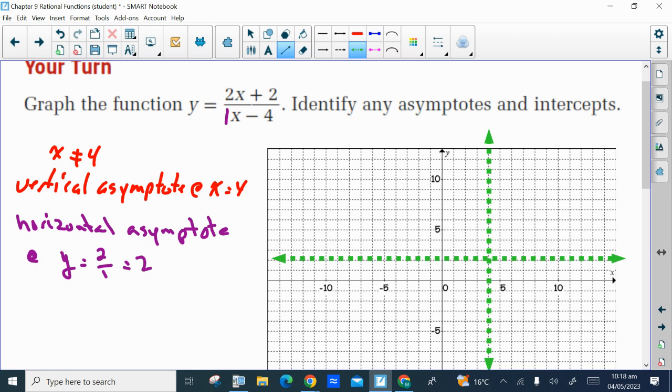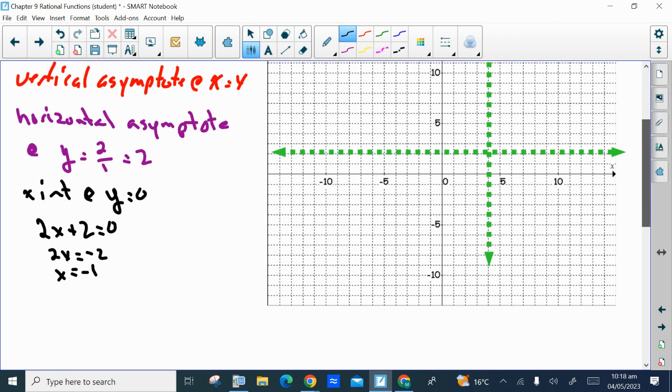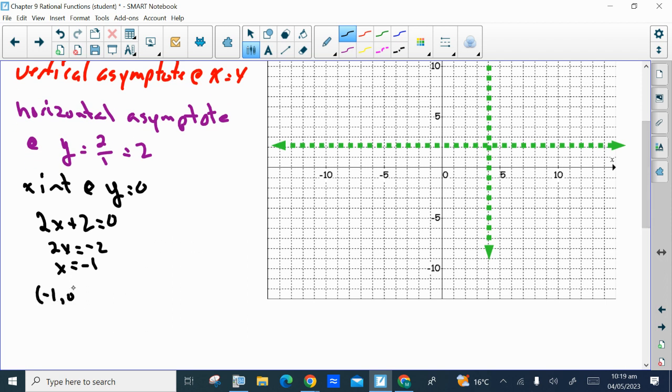Let's find the intercepts of this graph. Our x-intercept is at y equals 0. Again, this is a rational function, and the rational function will equal 0 when the numerator equals 0. So that's where 2x plus 2 equals 0, so 2x equals negative 2 and x equals negative 1. That's the point negative 1 comma 0, which we can put on the graph.